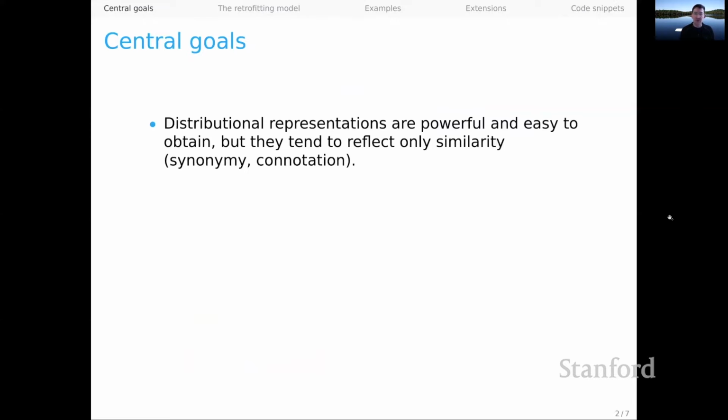Here are our central goals. On the one hand, as we've seen, distributional representations are powerful and also easy to obtain, but they tend to reflect only relatively primitive semantic notions like similarity or synonymy or connotation or relatedness. So that might feel limiting.